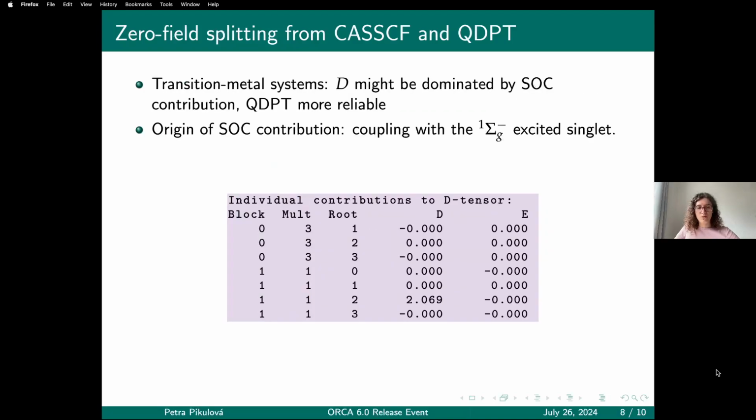So now what I would like to say is that the QDPT calculations can be quite nice if your system has some kind of more complicated electronic structure, or if the spin orbit coupling is large, because then the QDPT will be way more reliable than the response theory calculation. And also what is nice is that in the output you also get this printing of contributions from the states to your property. So this would be the contributions to the spin orbit contribution to zero field splitting, and you see that most of it is coming from this one excited singlet route.